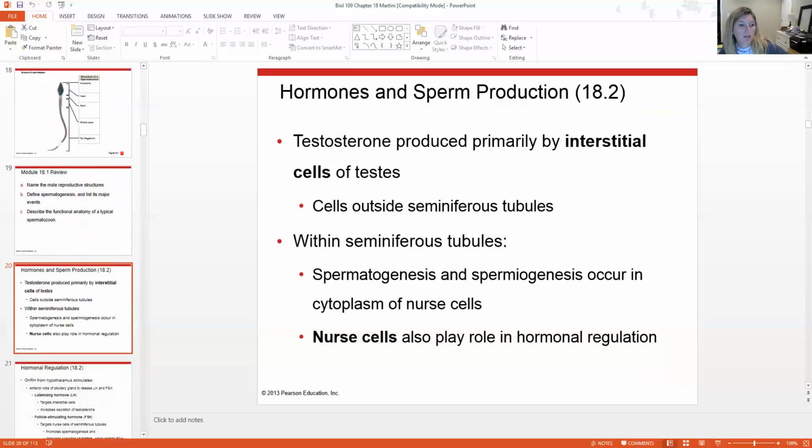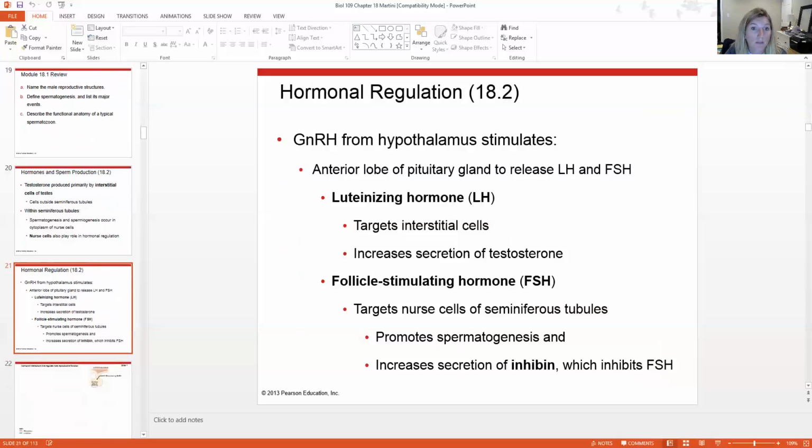Testosterone is produced primarily by the interstitial cells of the testes. They're cells that are outside of the seminiferous tubules. Within the seminiferous tubules, spermatogenesis and spermiogenesis occur within the cytoplasm of the nurse cells. Nurse cells play a role in hormonal regulation.